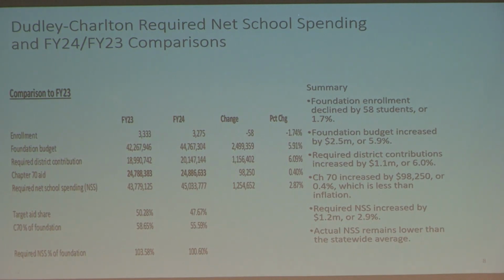And we had those numbers. So actual net school spending compared to required is 12% in Dudley Charlton, and we had the statewide average somewhere in the 20% range. Just FYI on that.